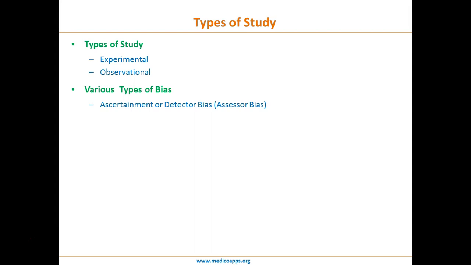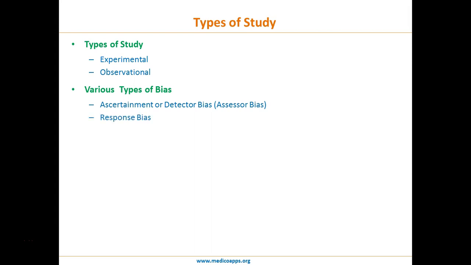Now, such kind of information at the doctor's end can actually lead to bias in his observations. He may feel that the patients who are getting the actual drug are doing much better than patients who are not receiving the actual drug. So such kind of bias in observation is called detector bias or assessor bias.